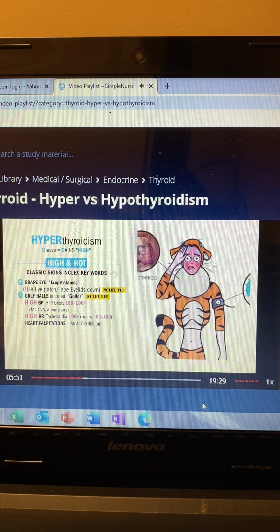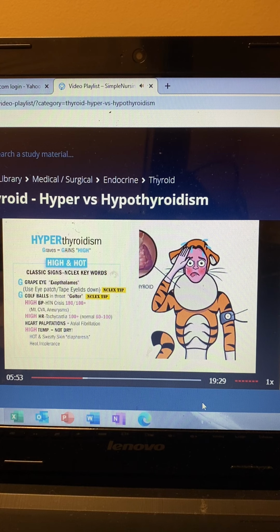Now with that, we'll have high hot temperature. Hot and sweaty skin, known as diaphoresis. Not dry skin, sweaty skin. Now this is also called heat intolerance. You will definitely see this on SATA NCLEX questions. And the very last thing, we have a high GI, so we get diarrhea, not constipation.